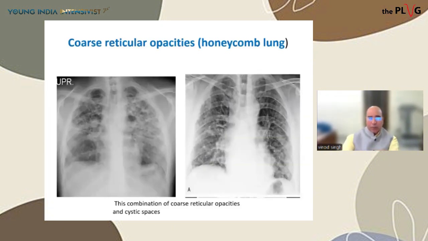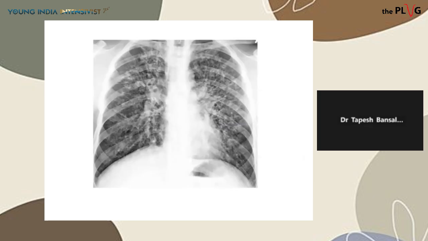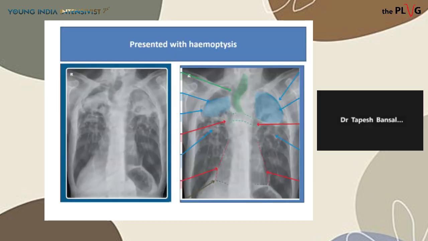Again, post reticular opacity, honeycombing, you can find that here. There is a mostly sarcoid or chronic interstitial lung disease that presents as a coarse nodular pattern.